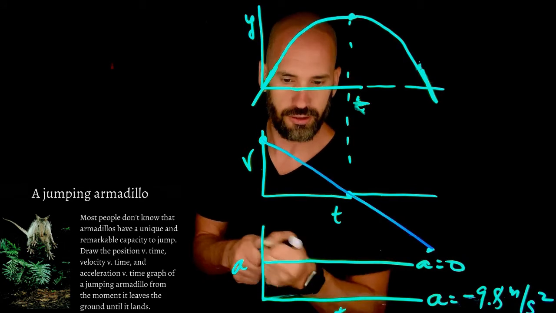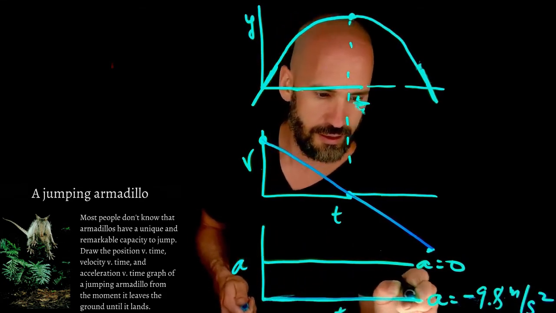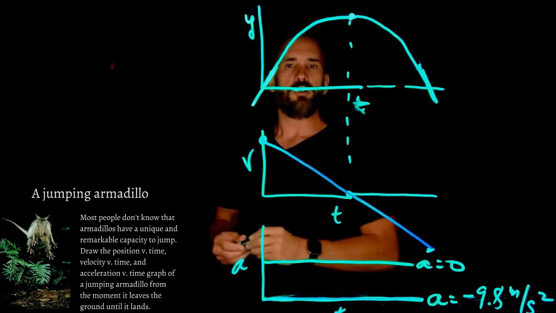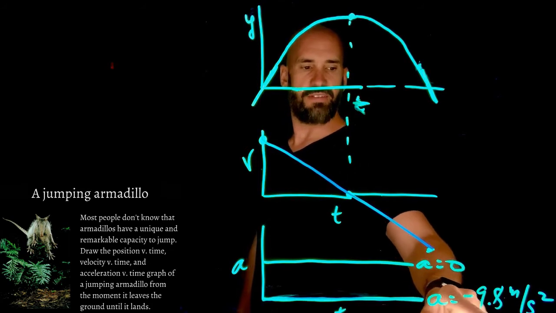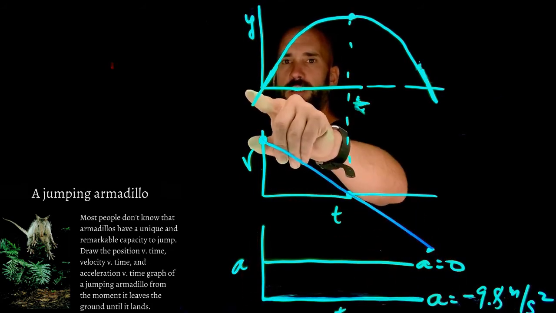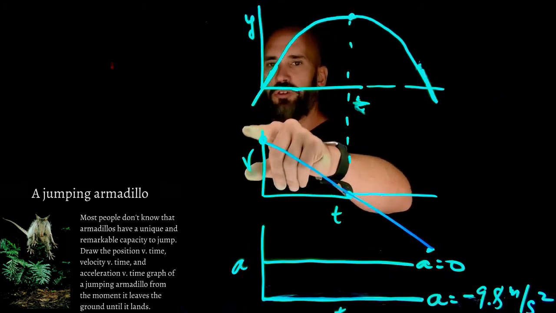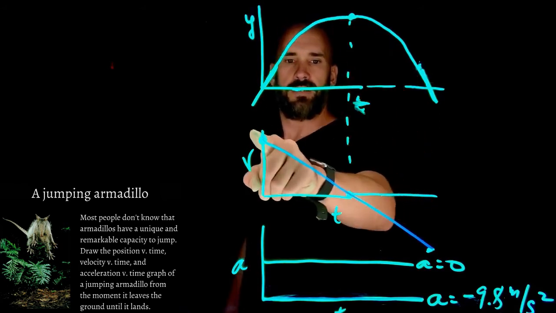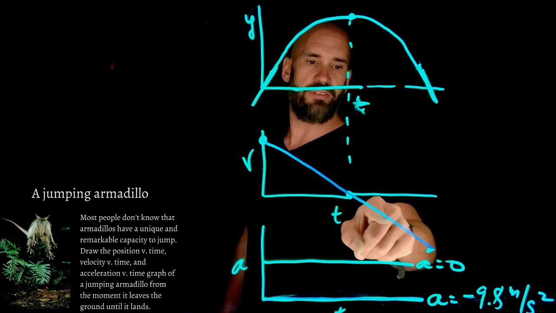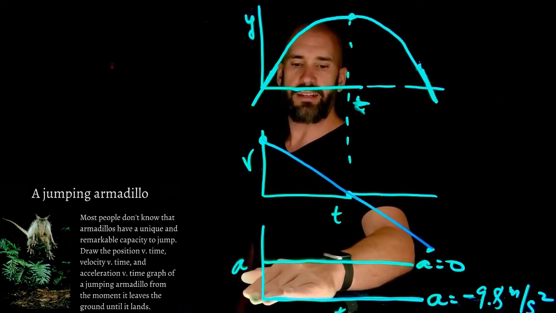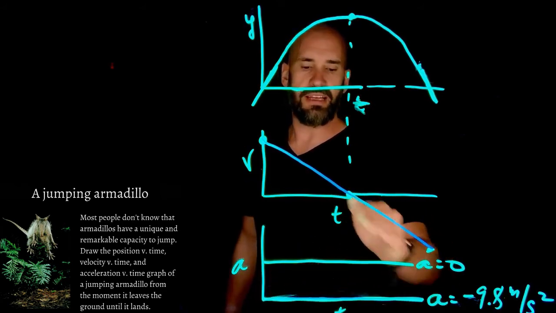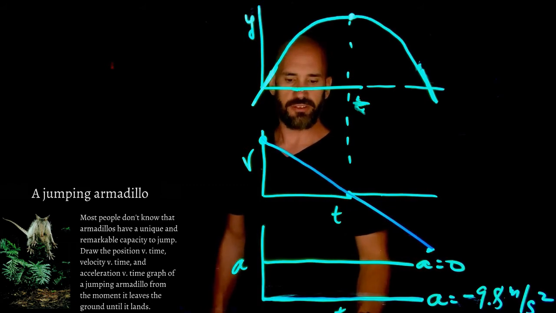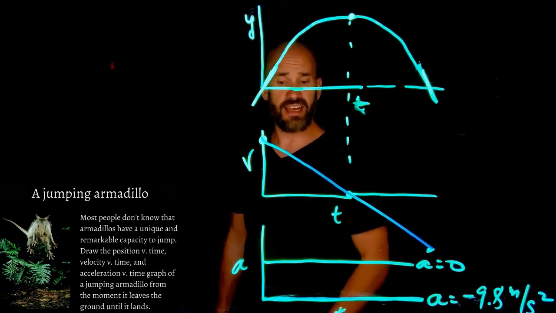I'll just do that in a different color so it's a little bit more clear. Okay, so gravity, this negative 9.8 meters per second squared, is slowing this armadillo down after it jumps with some high velocity, slows it down to 0, creates a negative velocity, but the whole time that acceleration is that constant negative 9.8, never, ever changes. Okay? Advance to the next slide.